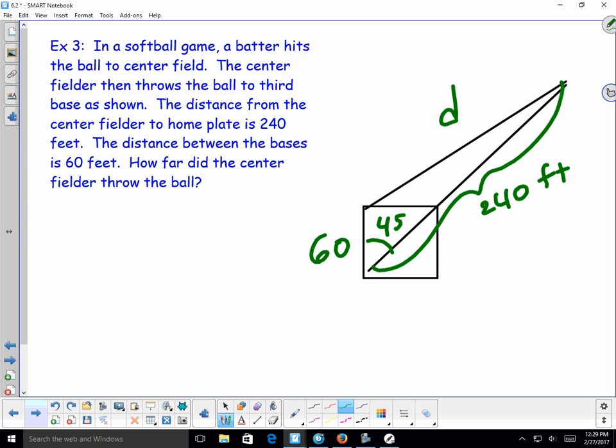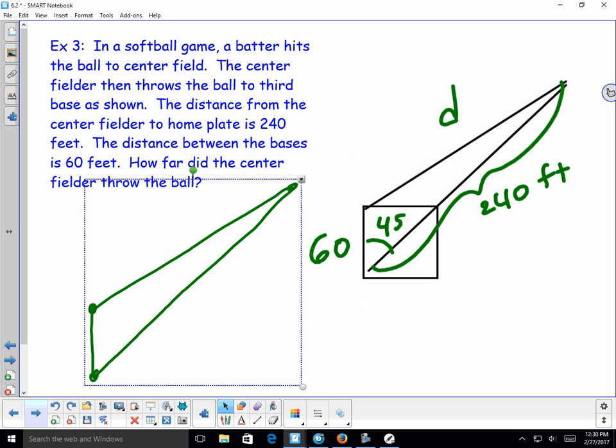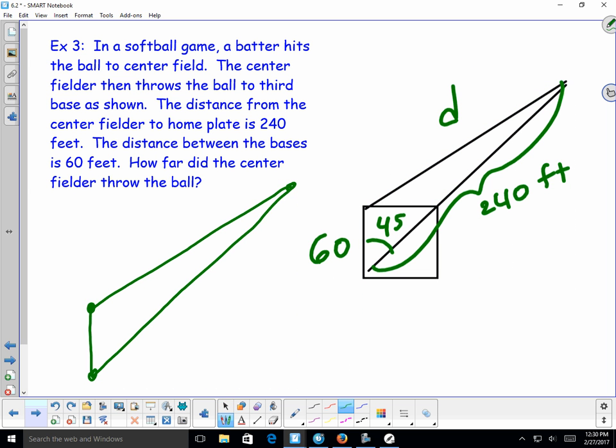So bottom line is we have this triangle here. I'm trying to draw this carefully, right? What do we know? We're trying to find this side D. We know this side is 60. We know this angle's 45 degrees, and this is 240. We'll take this up after lunch.